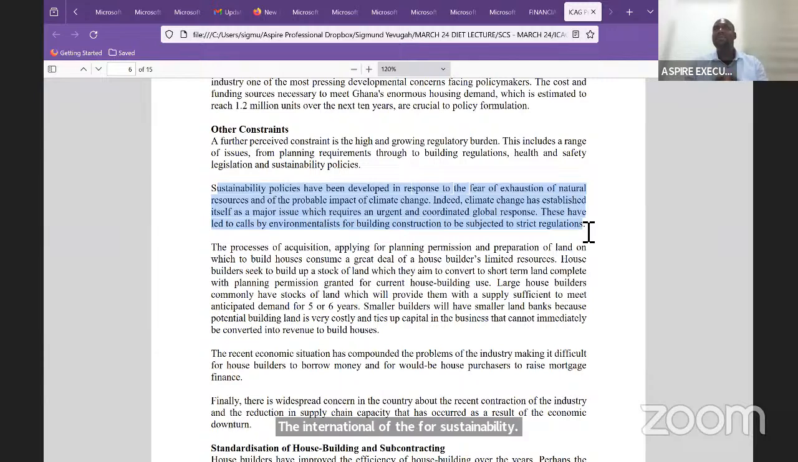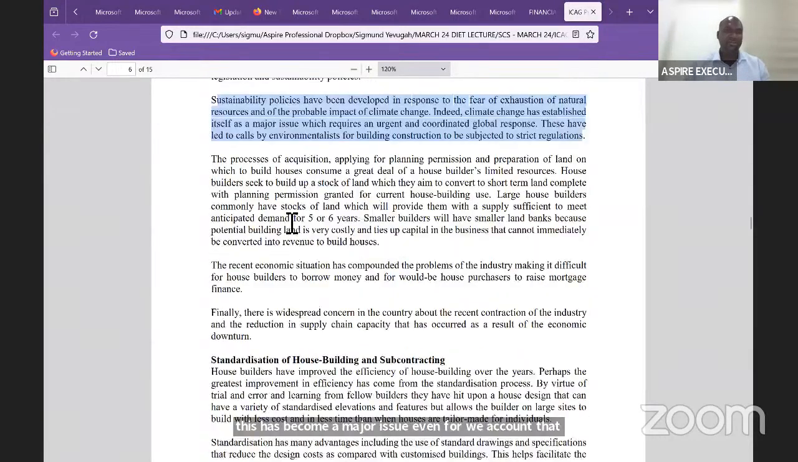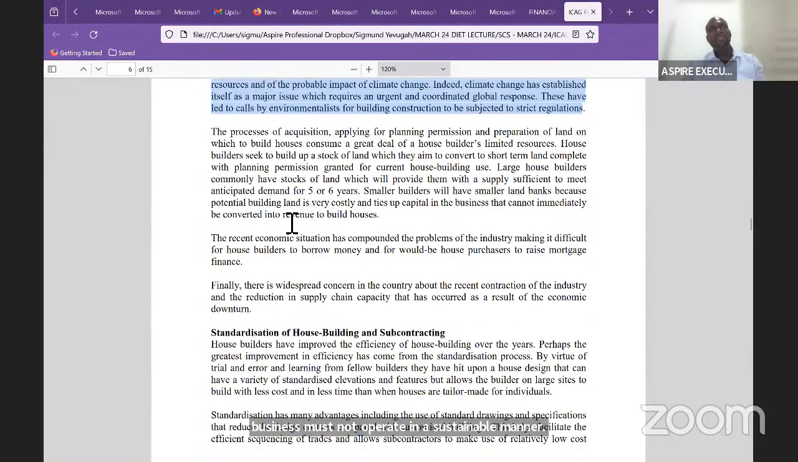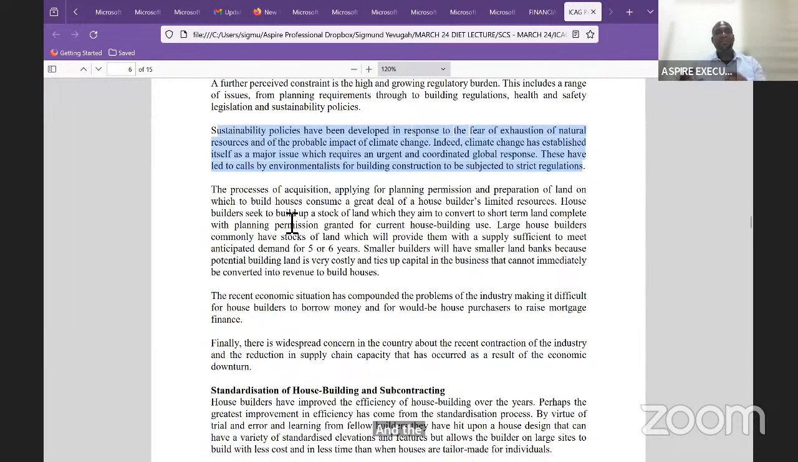Clearly, this has become a major issue, even for we accountants, to consider issues of what? Sustainability. And every business must now operate in a sustainable manner. And the real estate sector plays a major role in what? In taking away the natural resources, which cannot be easily replenished. Exactly. So that is it.